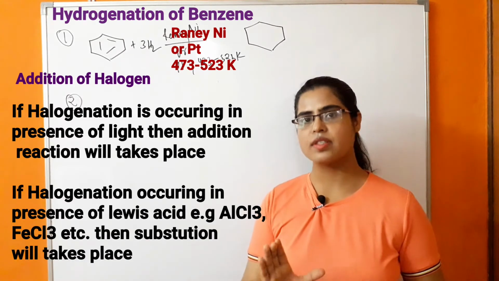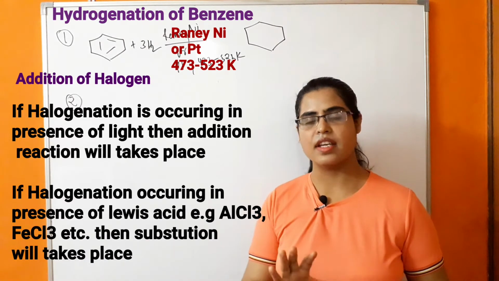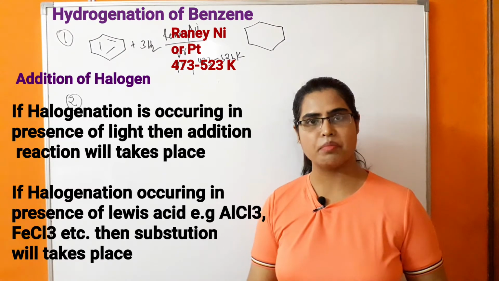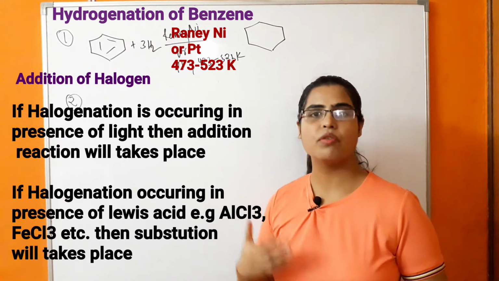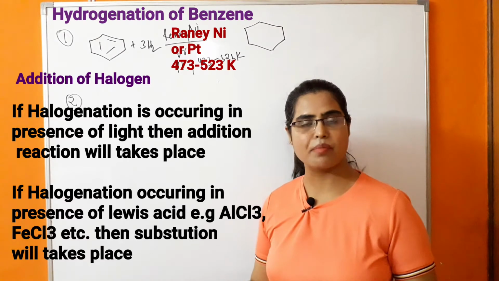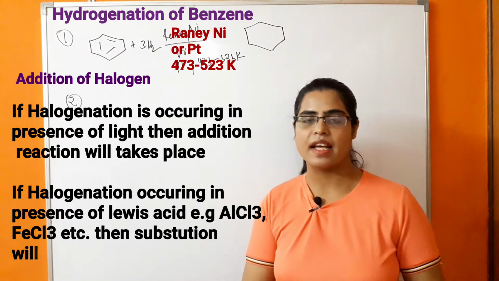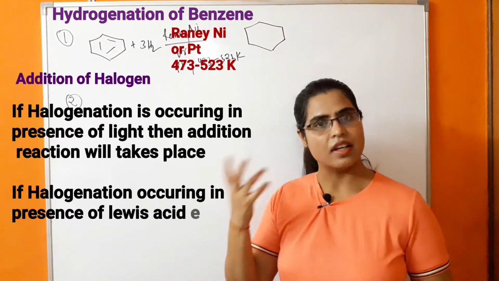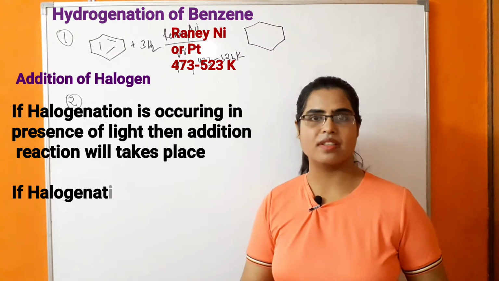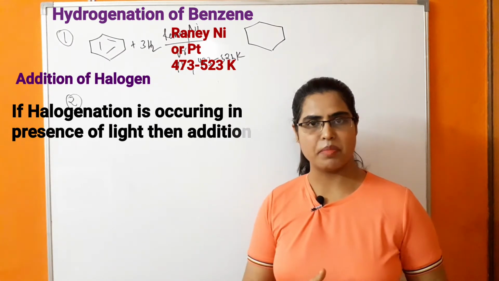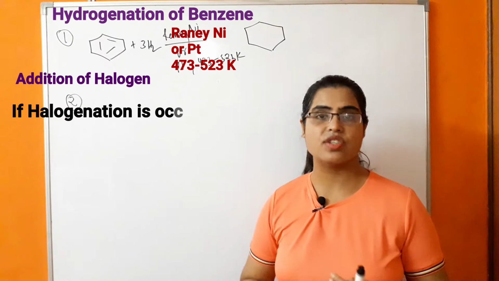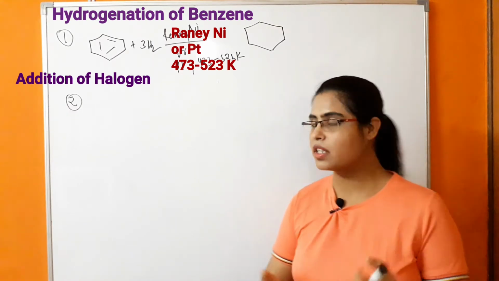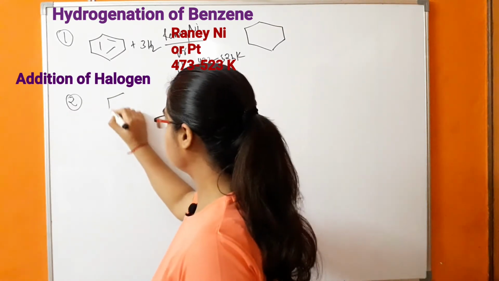If a Lewis acid is present and the reaction takes place at low temperature, then electrophilic substitution reaction takes place in benzene. Whereas if the halogen is reacted with benzene in the presence of light or heat, then addition reaction will take place. So what is happening in this case?